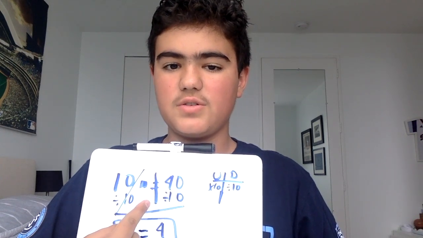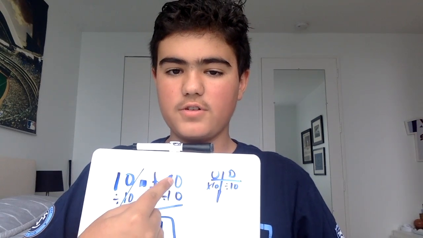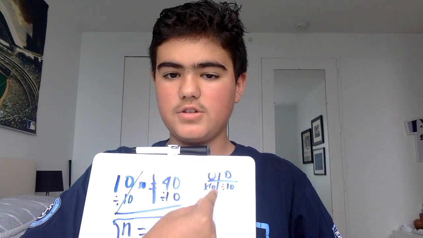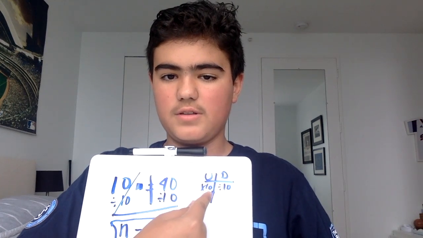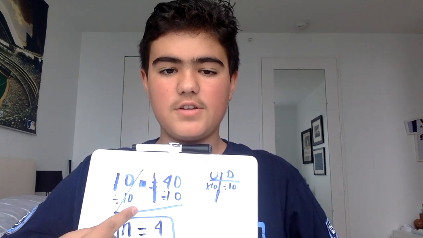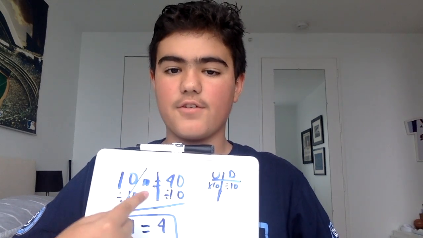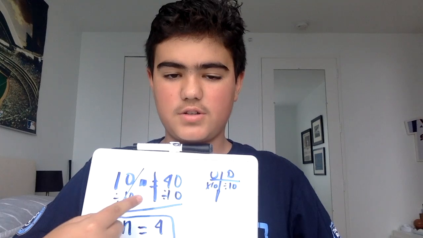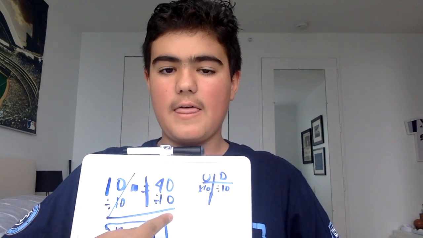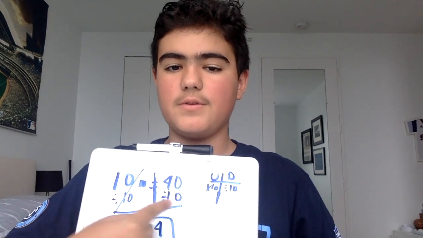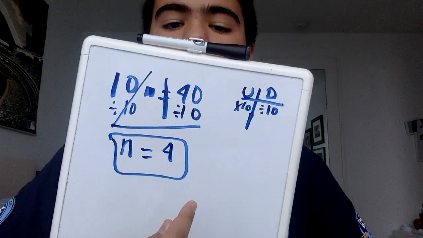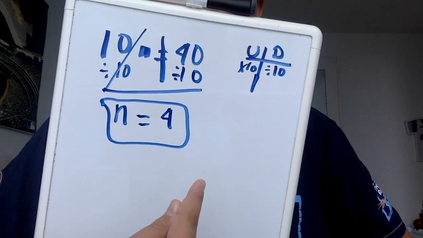So what do we do? We draw the river on the equal sign. Then we do our undo and do chart. That's what the U and D stands for. For the 10n, we do the inverse operation. So we divide by 10 here, and that cancels it out. And what we do to one side, we do to the other side. So 40 divided by 10 is 4, so n equals 4, my dudes.